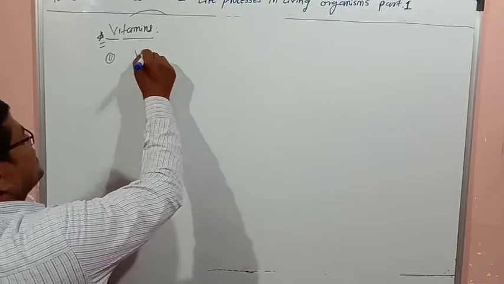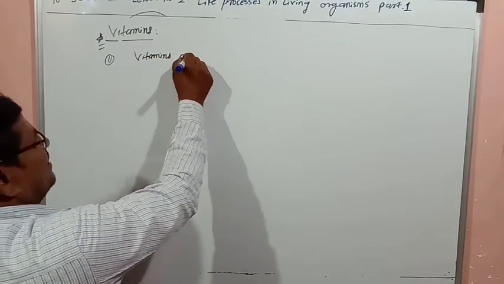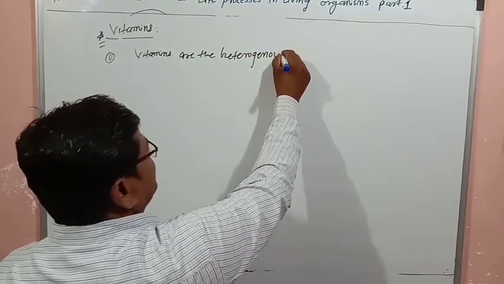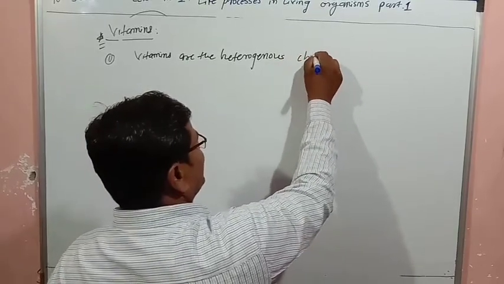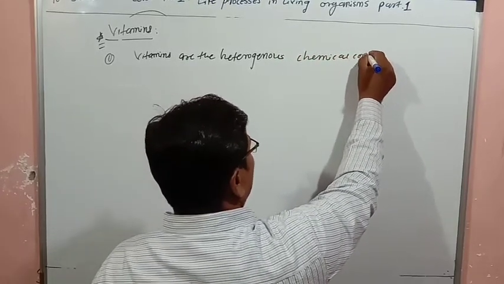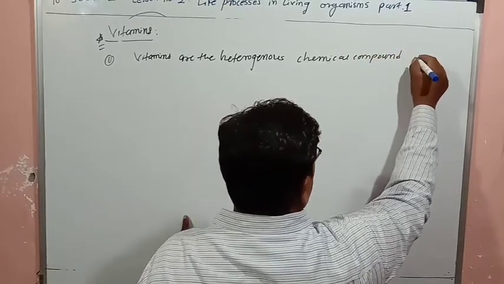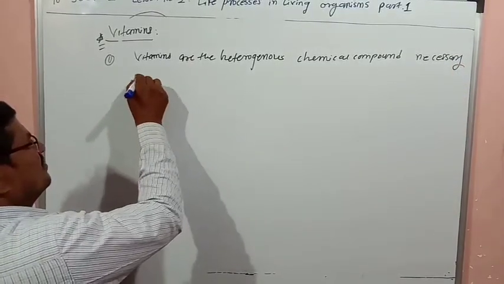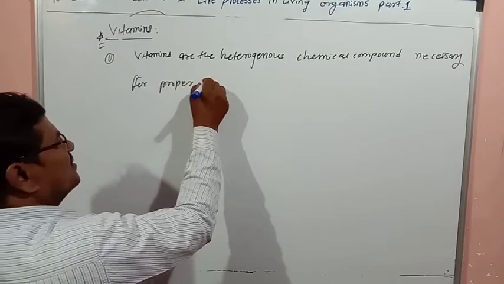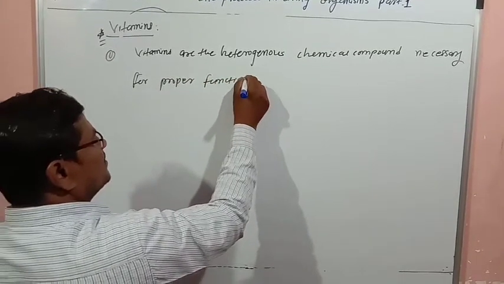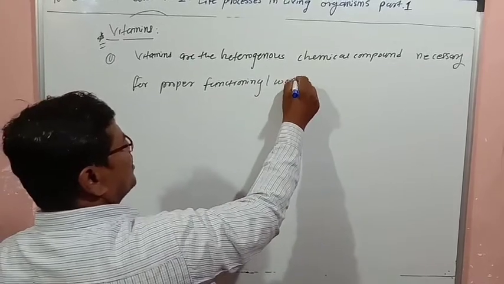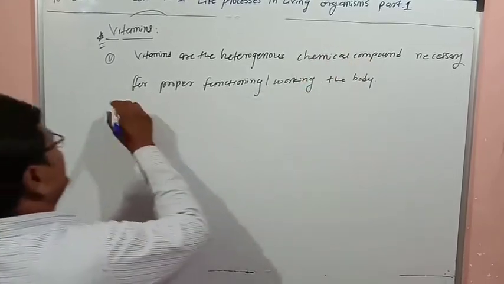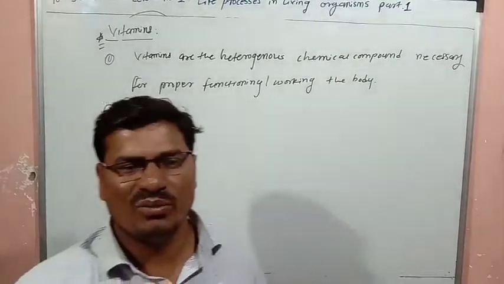So vitamins are heterogeneous chemical compounds necessary for proper functioning or working of the body. If these vitamins are absent, then our body suffers from many diseases.